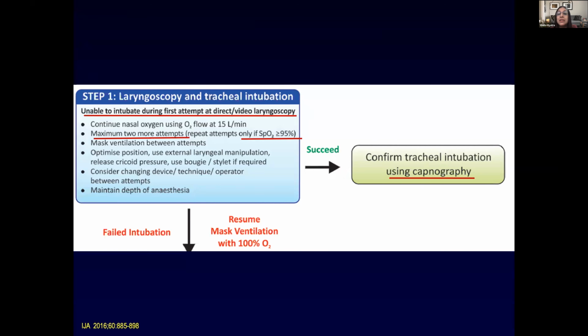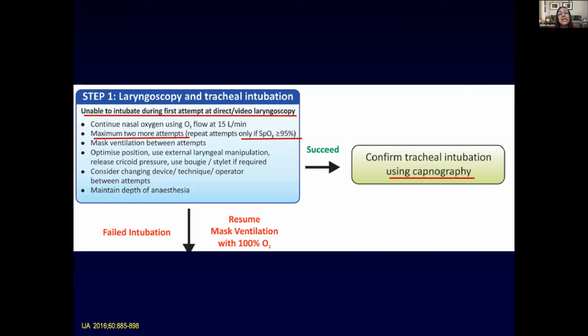However, if you give nasal oxygen during attempts at intubation and you've pre-oxygenated the patient well, you can prolong the safe apnea time up to 12 to 15 minutes. And if you're using high flow nasal oxygen, you can prolong it up to 30 to 45 minutes. This is very important because in case you have an unanticipated difficult airway, you actually have more time.